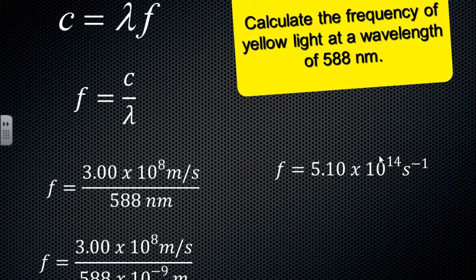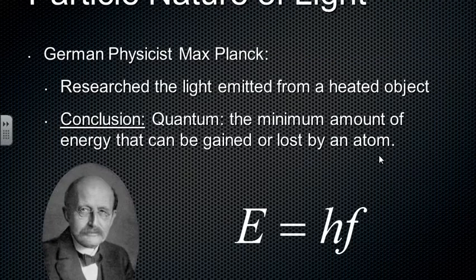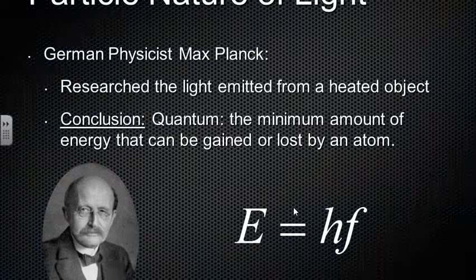All right. So the last thing, this is when we have waves. We also have particles. So what happened is, Max Planck was actually looking at heated objects and realized that, again, this word quantum comes up. Very, very key. It's the minimum amount of energy that can be gained or lost by an atom. And so that is super important. This is his equation. And it is to figure out how much is that quantum? How much energy can be given off, gained or lost by an atom?